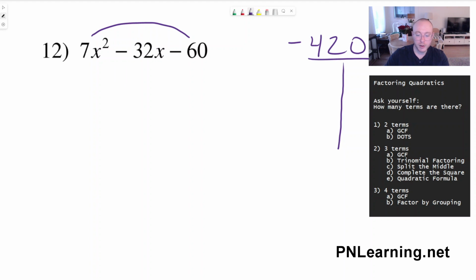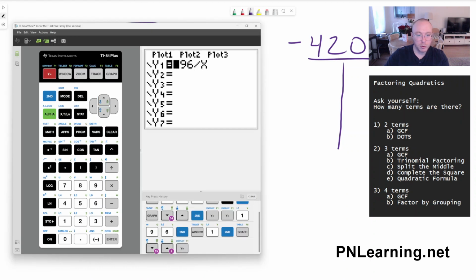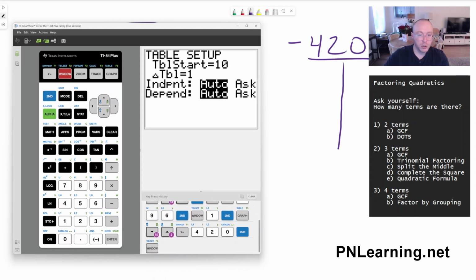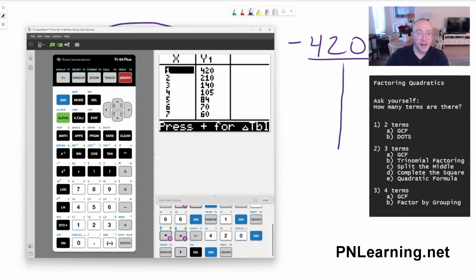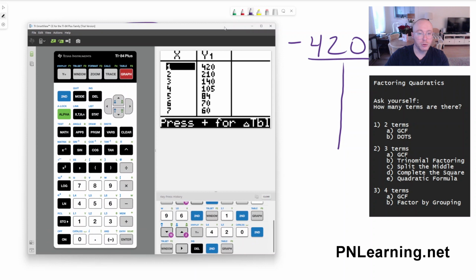Let's pull out our calculator and let's go to our y equals and put in 420. And let's hit second window. Let's make sure our table starts us off at 1. And let's go to our second graph. Let's go to the table. And now let's start looking for factors that have a difference of 32.